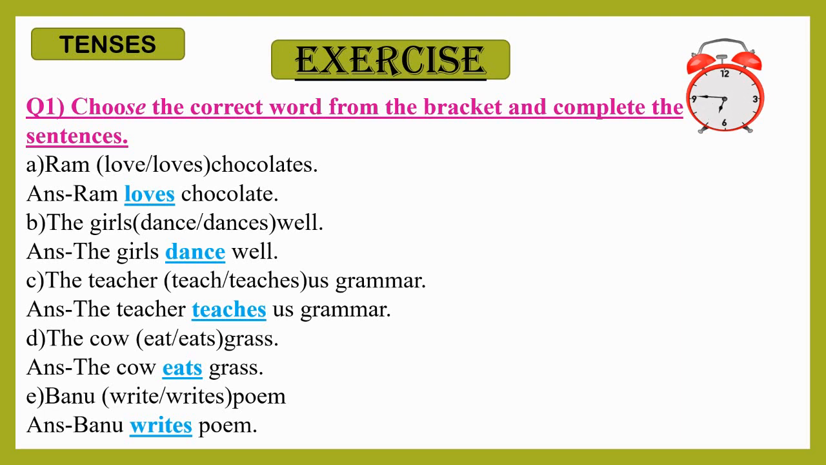Number 3. The teacher teach or teaches us grammar. And the answer is the teacher teaches us grammar. Number 4. The cow eat or eats grass. And the answer is the cow eats grass. Number 5. Banu write or writes poem. And the answer is Banu writes poem.